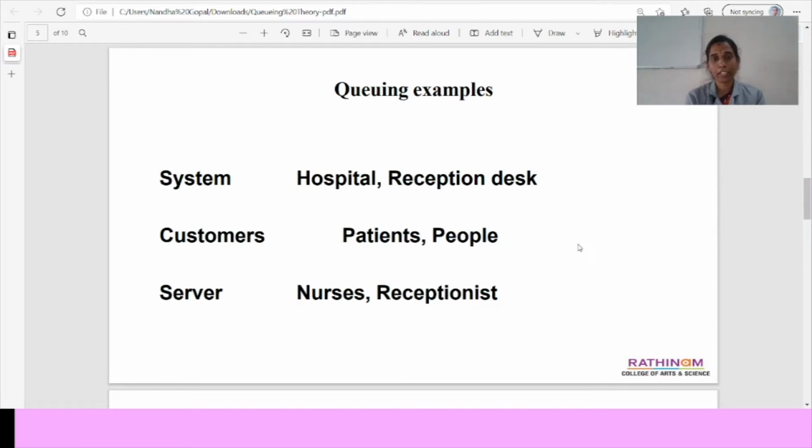Then I'm going to tell you some examples of a queuing system. Imagine the hospital and the reception desk. First, the full hospital is called the queuing system. Now I am a patient. Imagine I am a patient, so I am the customer. Then I am going to take a token from the receptionist. Therefore the receptionist is called the server. After getting the token, I will leave the queue. So this is called the complete queuing system.